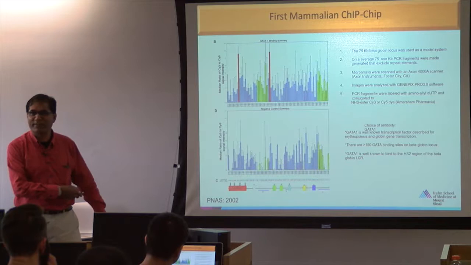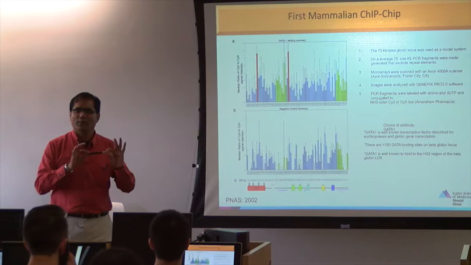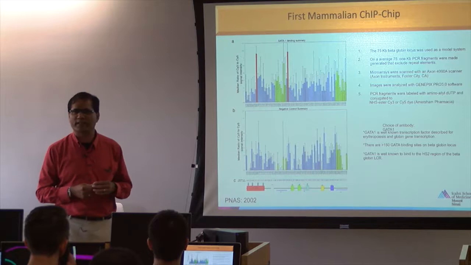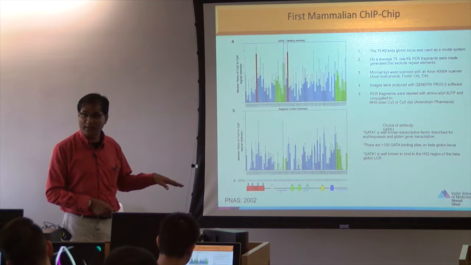Yes, you can have overlapping tiles, because the tiles developed by NimbleGen for ENCODE were 50 base pair probes with around 7 or 10 base pair overlaps, I don't remember exactly which. Yes, they are overlapping. For this, there are 150 GATA sites on this 75 kb region.